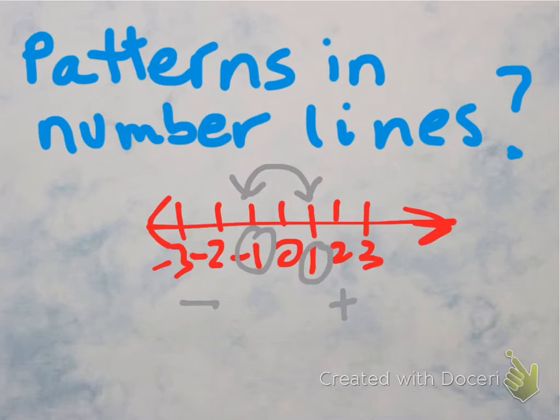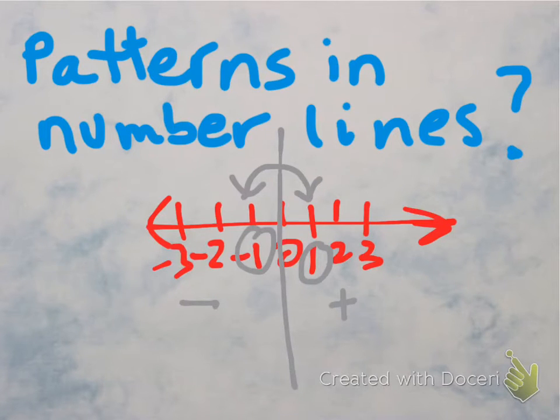What does 0 represent on a number line? It represents the separation of positives and negatives, so it separates them. What is the relationship between any two opposite numbers and 0 on the number line? Well, remember, opposite numbers are the same distance from 0, but they're on opposite sides of 0. Remember those things as we do this lesson.